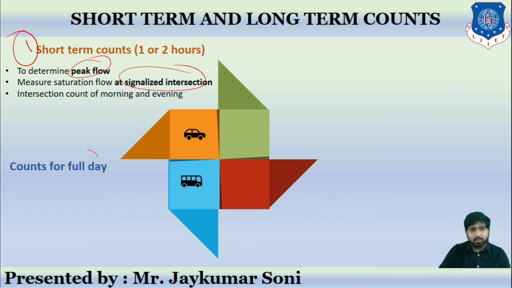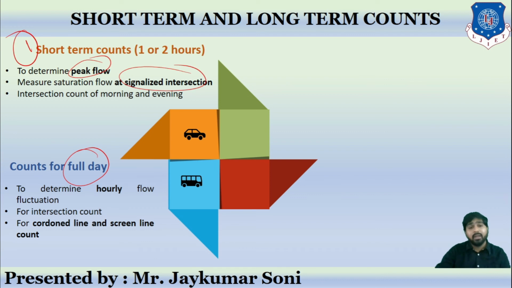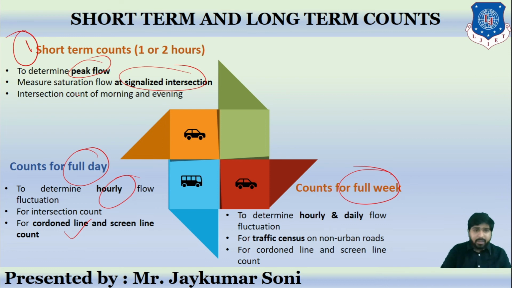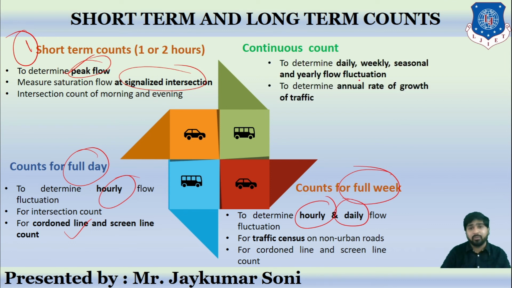Then comes the full day count that ranges for a full day. It determines the hourly fluctuation and it is used for cordon and screen line. I will explain in detail what is cordon line and screen line, so don't worry. Then comes the weekly count, meaning you go for a whole week survey. Here you have the peak flow, the hourly flow, and the hourly and daily flow both. And then comes the continuous count where you will have daily, weekly and seasonal fluctuations, and you will be able to get the annual rate of growth of the traffic.